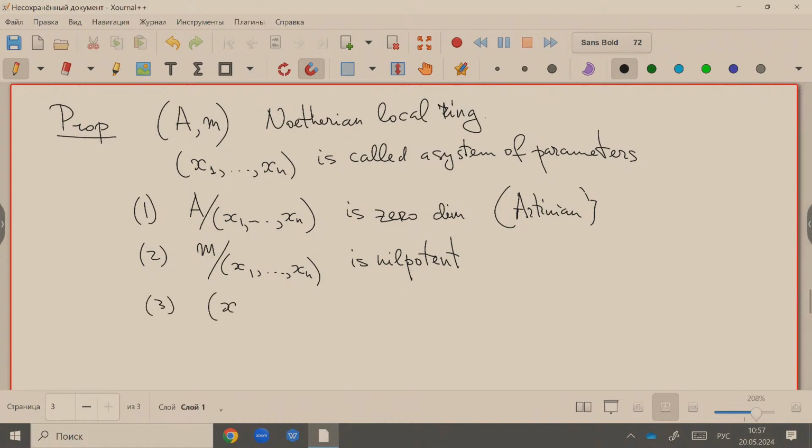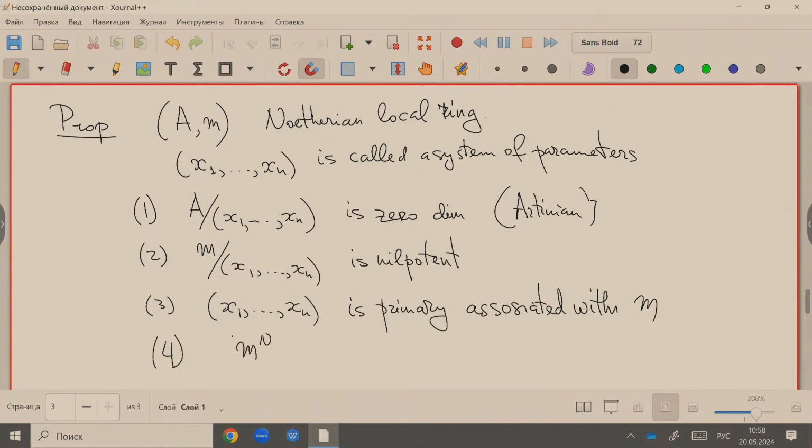The third is that (x1, ..., xn) is a primary ideal associated with M. And the fourth is just saying that, where the system of parameters lives, one can put a power of the maximal ideal inside this ideal, so you can put M to some power inside it.